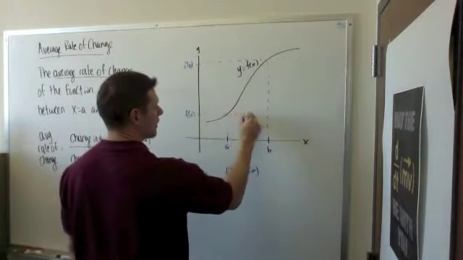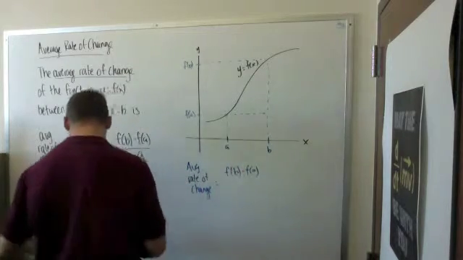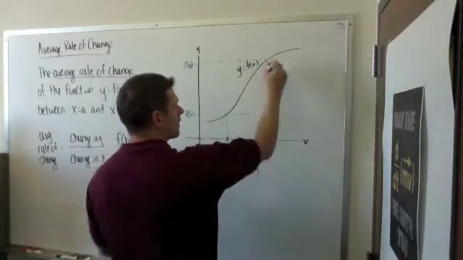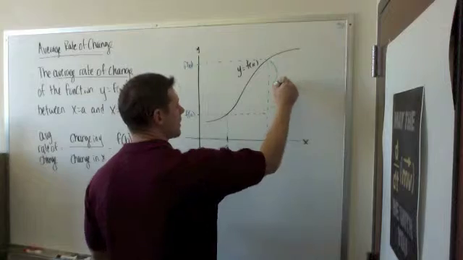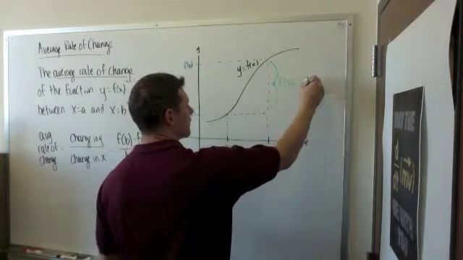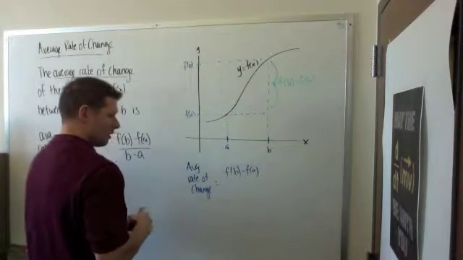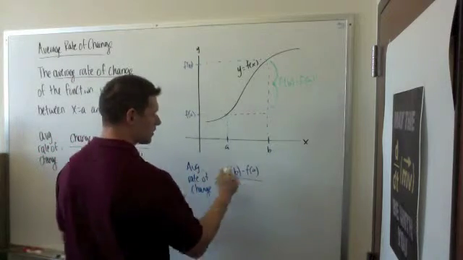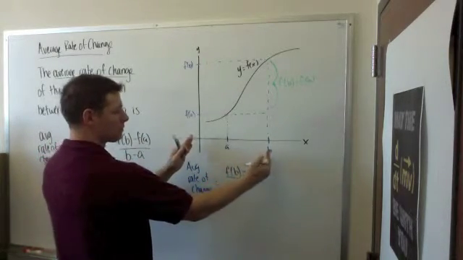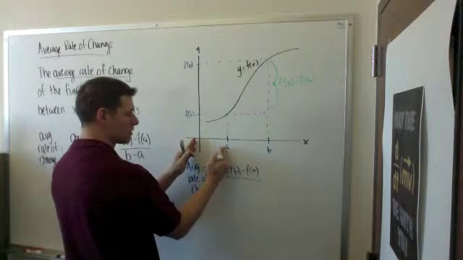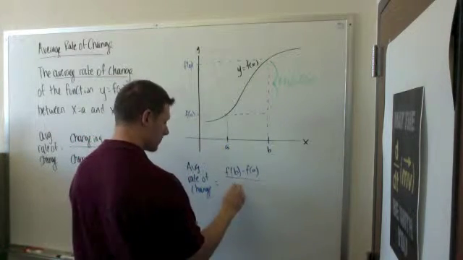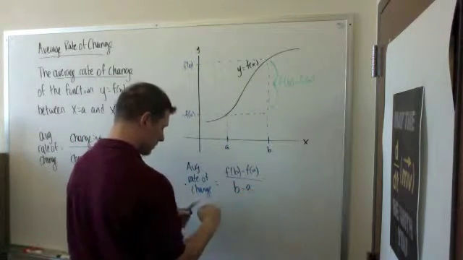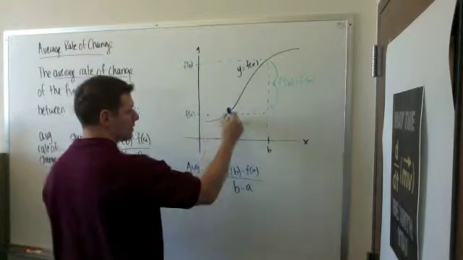Again, we can talk about that. That's from here to there. That's f of b minus f of a divided by this distance right here, which is the total distance of b minus the total distance of a, is b minus a. Okay. That's this, b minus a.